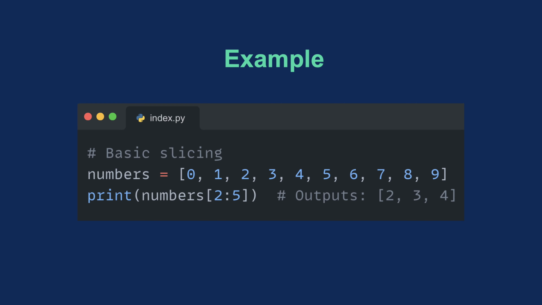In this example, you can see that numbers with slice of 2 to 5 starts at index 2, which will be inclusive, and ends at index 5, which will be exclusive. So this means that the items are going to be 2, 3, and 4. You can see 5 was excluded because it is at index 5.